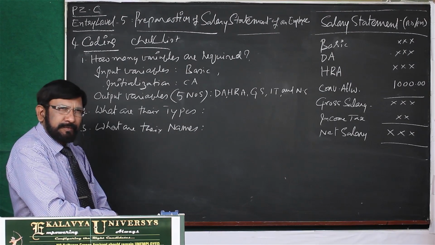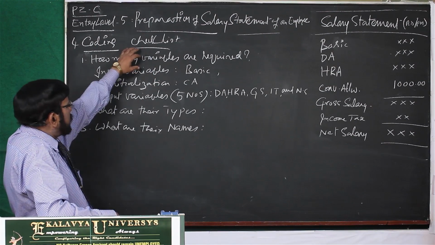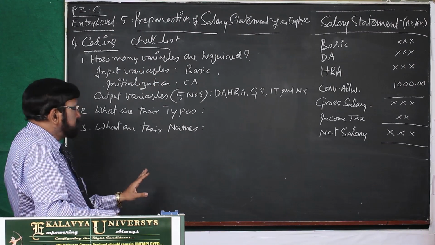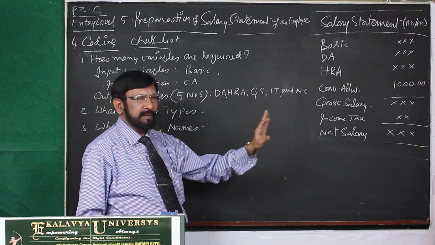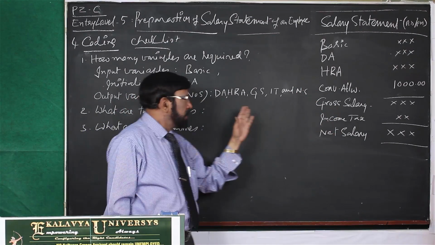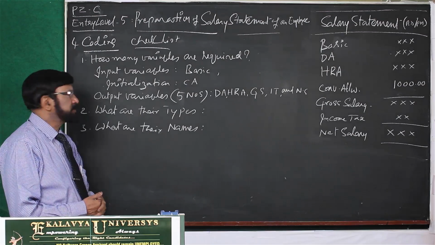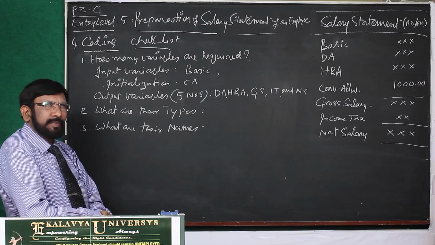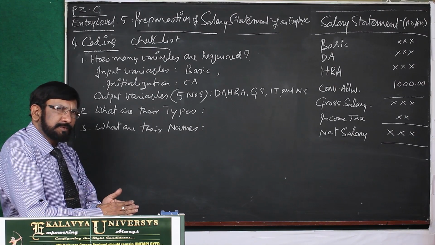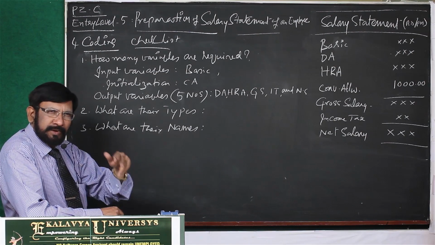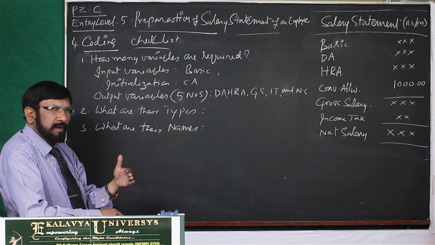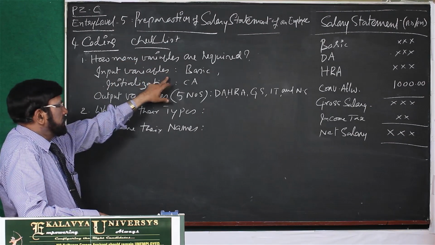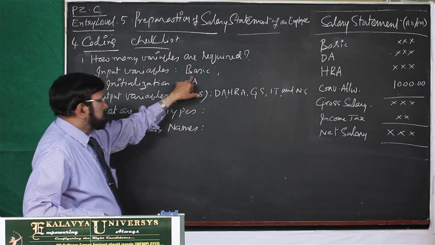For the sake of coding the program very easily, I have given a checklist, and you consider the program in view of this checklist. The first one is how many variables are required. Out of that, how many are input variables? Input variables means we enter through the keyboard. How many are output variables? Here, the input variable is only one, that is basic.